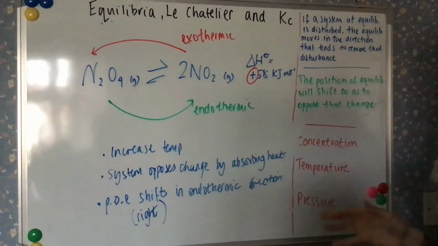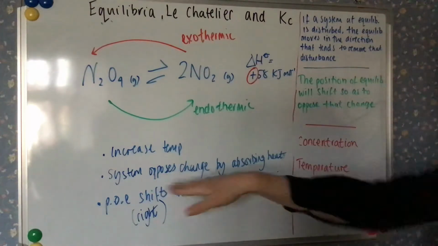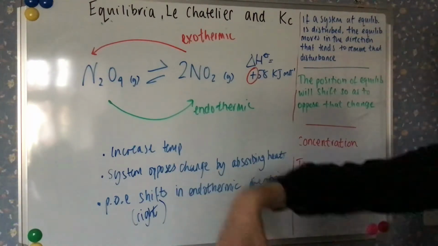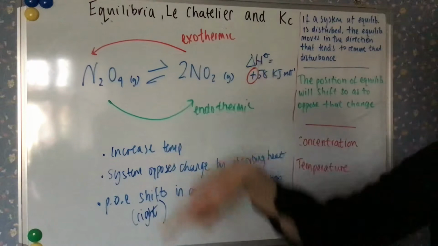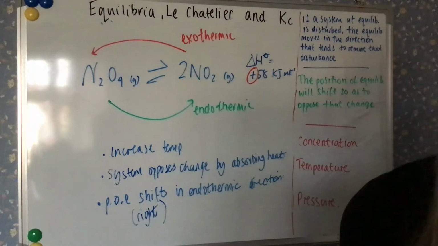Now, this is all the case vice versa as well. If you decrease the temperature, then the system's going to oppose that change by giving out heat, and it will move in the exothermic direction. So everything's exactly the same the other way around. And then finally, we've got pressure.